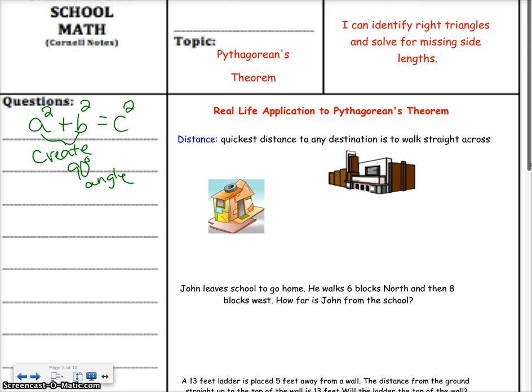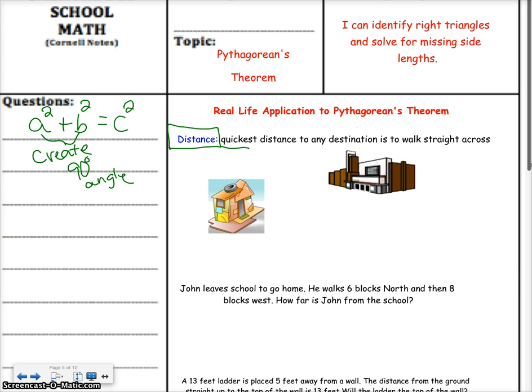So today we're going to apply Pythagorean's theorem with word problems. Anytime you're given a problem today, you think to yourself, how can I make a triangle out of this? There's a certain vocab word that's aligned with this. We use Pythagorean's theorem to measure distance. Distance is the quickest way to any destination.